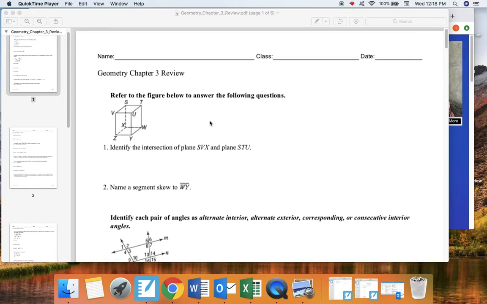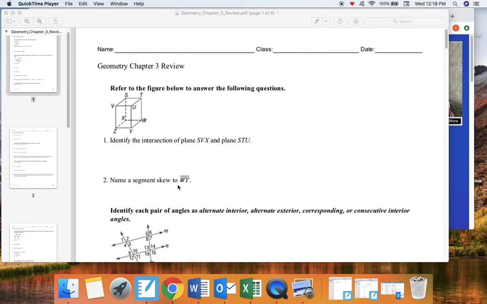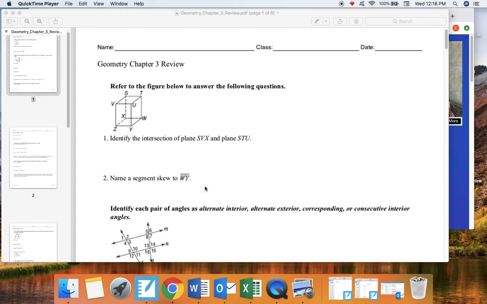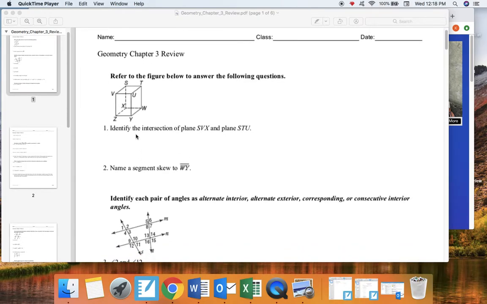All right, going to take a look here at the Chapter 3 review. So this is your assignment for today. These first couple of problems, you're trying to determine where these planes intersect. You need to know skew. Parallel would be another good definition to know from that 3-1 lesson.